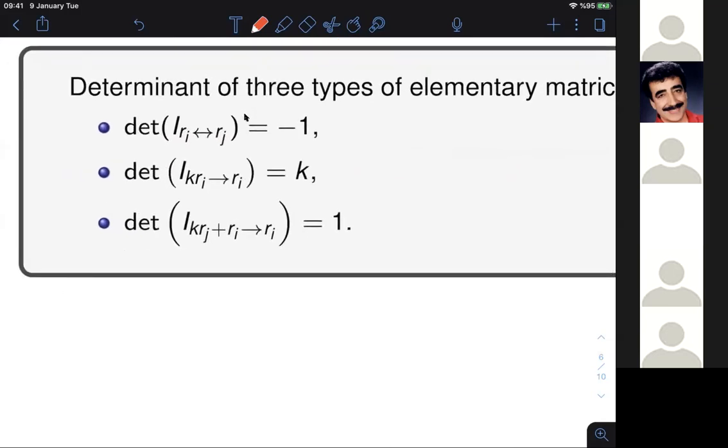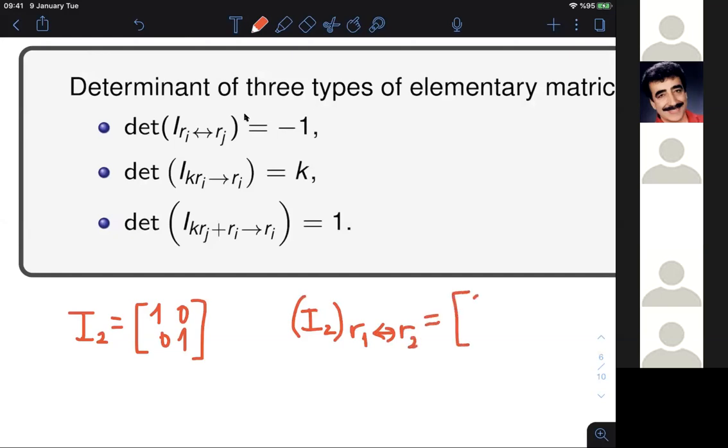For example, let's just do it for the 2 by 2 case. If I have the 2 by 2 identity matrix, which is this one, and if I do this row operation on it, row 1 swapped with row 2, then I get 0, 1, and 1, 0. So this is called an elementary matrix.